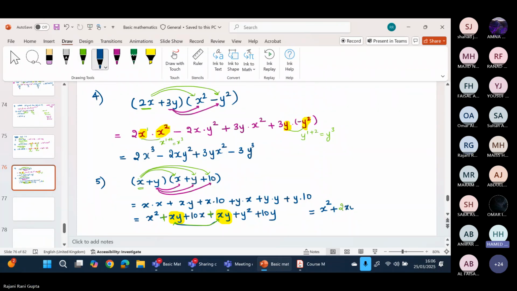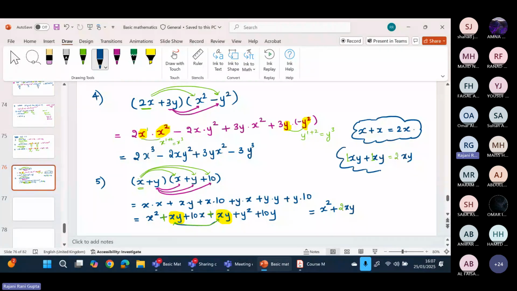2xy. Yes. Because if you have xy plus xy, it's same as you are having 1 time xy, 1 time xy. So this gives you 2 times xy. Okay, it's same like if you have x plus x, you write 2x. Similar to this. Okay, and other things same, 10x, y square, and 10y. Okay, so this is all about chapter 3 that you have to study.